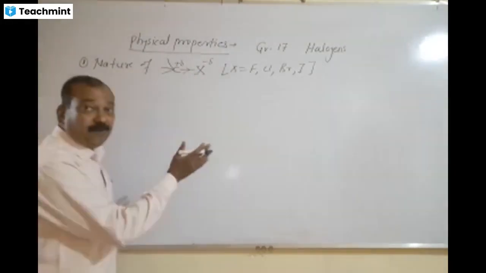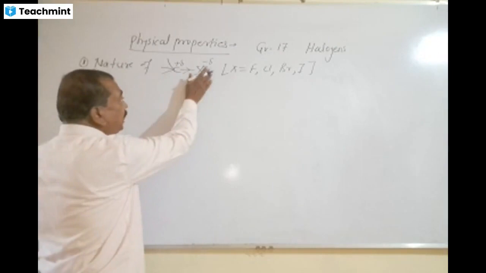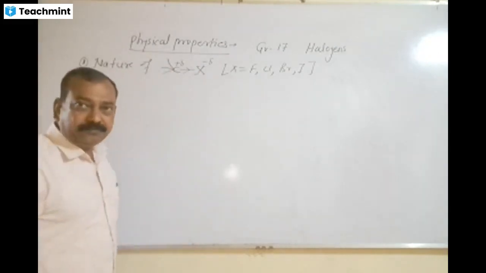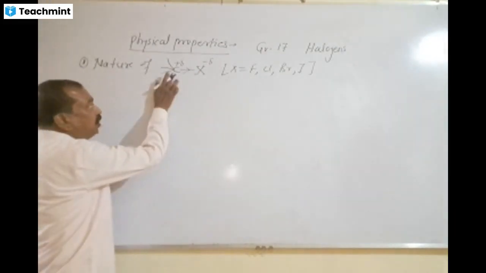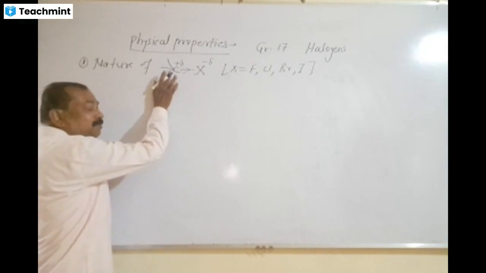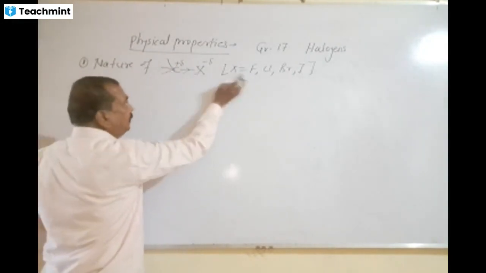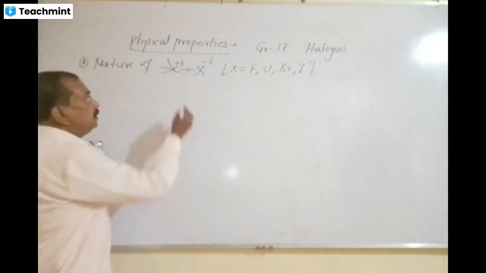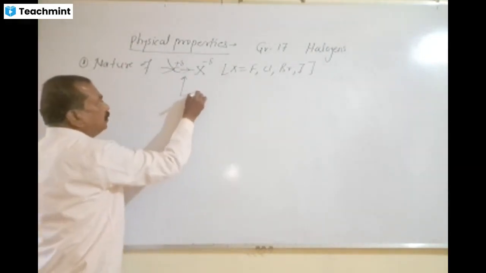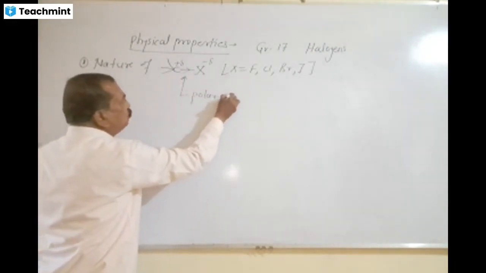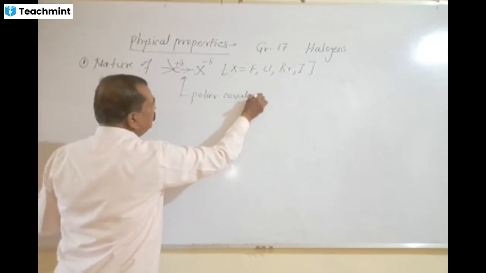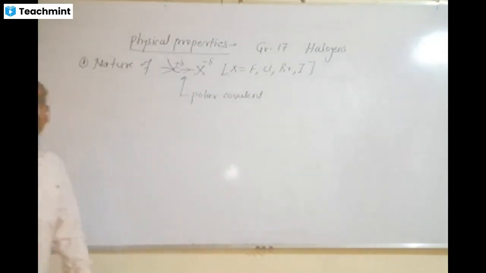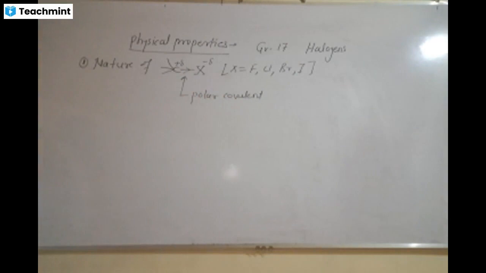Two poles are formed, a positively charged pole and a negatively charged pole. Therefore, this bond between carbon and halogen, that is carbon and fluorine, carbon and chlorine, carbon and bromine, carbon and iodine, is a polar covalent bond.